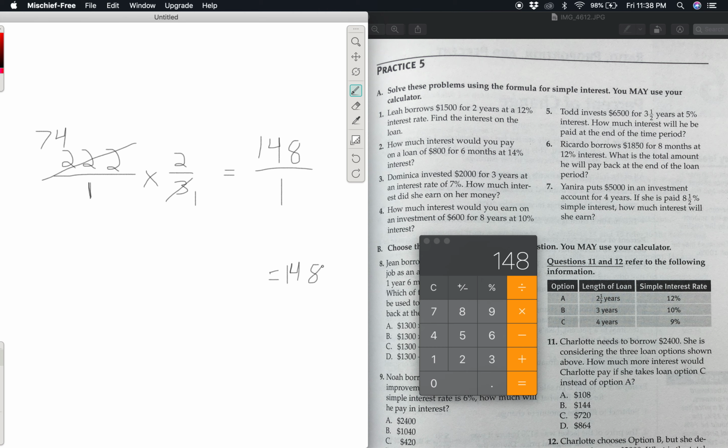Actually, no, it's not the answer for number 6. Pardon me. Because it asks, what is the total amount he will pay back at the end of the loan? So we have 148 here, which is the interest that he'll accrue, plus the 1850 that he originally borrowed. So 148 plus 1850 equals 1998. The total amount that he will pay back is 1998. That's the principal plus the interest.